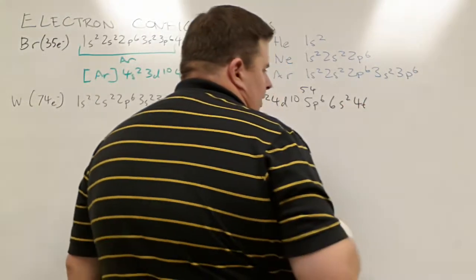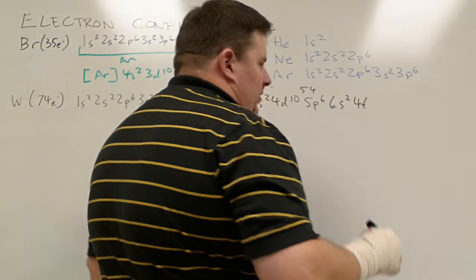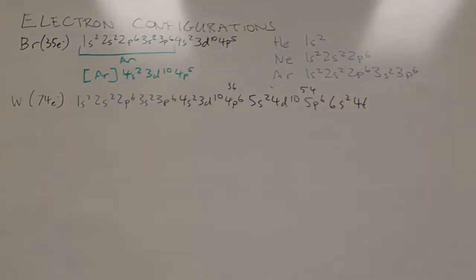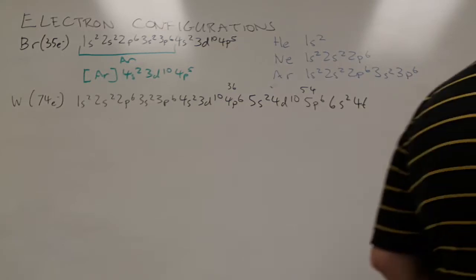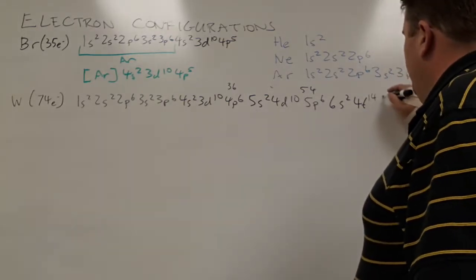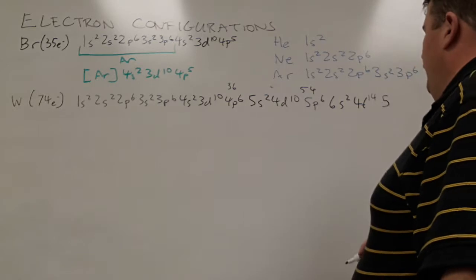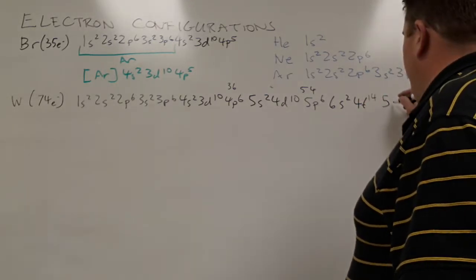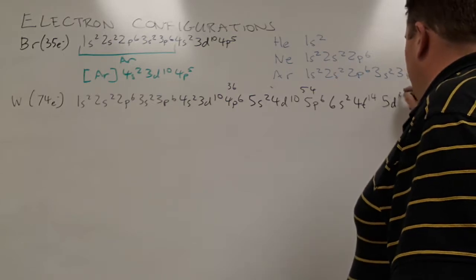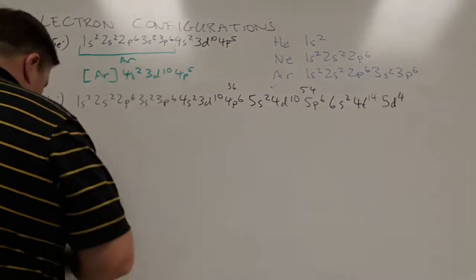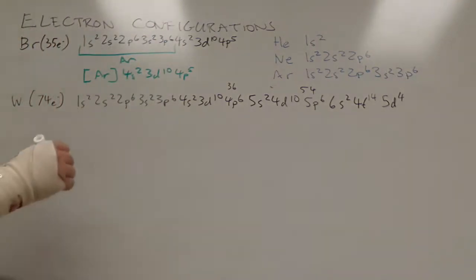So 4f has 14 electrons in it. But fortunately for us, tungsten doesn't go that far. Tungsten actually incorporates all the F block, I'm sorry. 4f, and this goes to 14. Okay, and now I get to 5d4. That's the entire electronic configuration of tungsten right there.